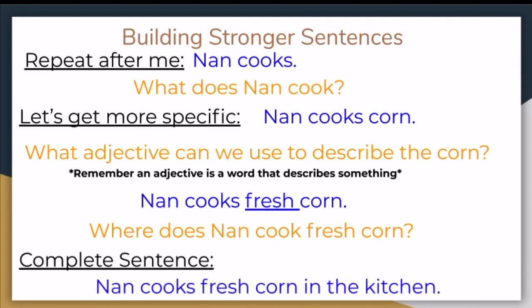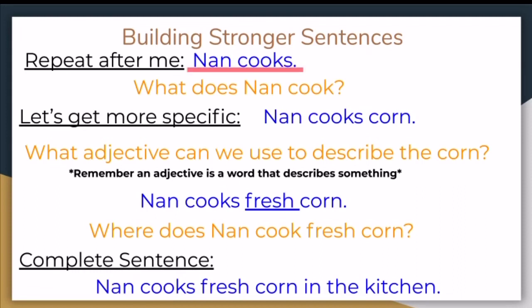Repeat the sentence after me. Non cooks fresh corn in the kitchen. Good job. We've added to the sentence by describing what Non cooks, an adjective to describe the corn, which is fresh, and where she cooks fresh corn, which is in the kitchen. The sentence Non cooks fresh corn in the kitchen is much easier to imagine because of these details.